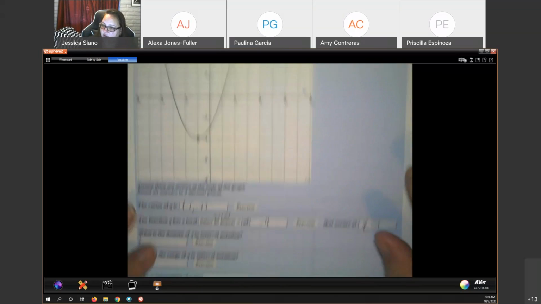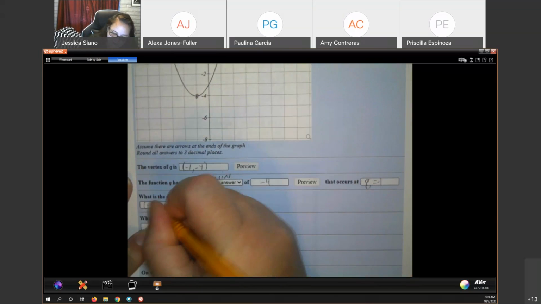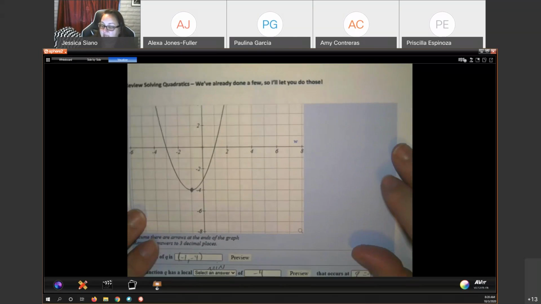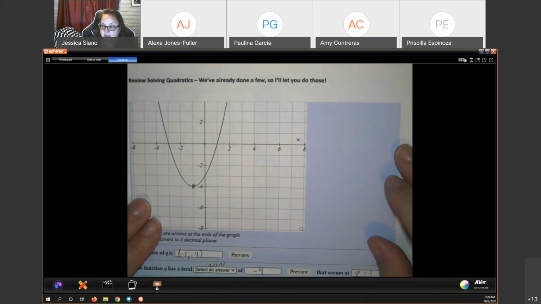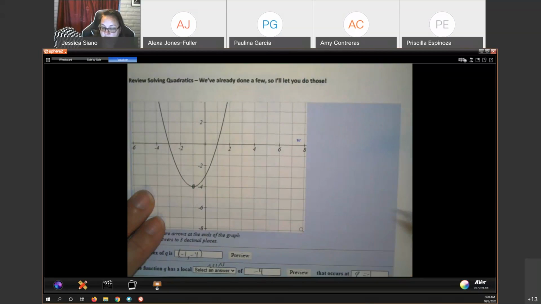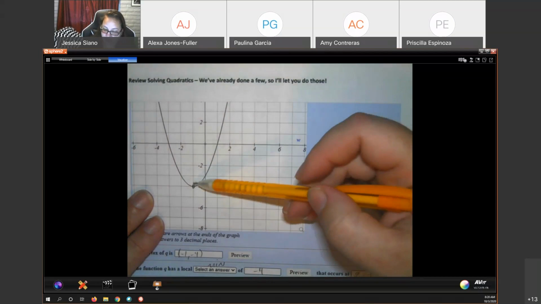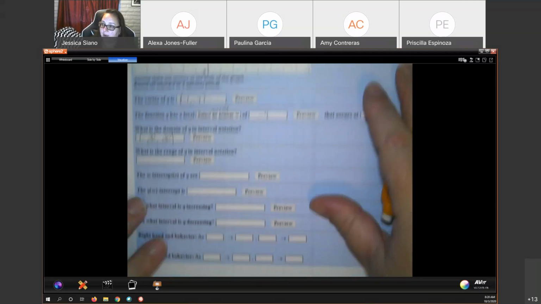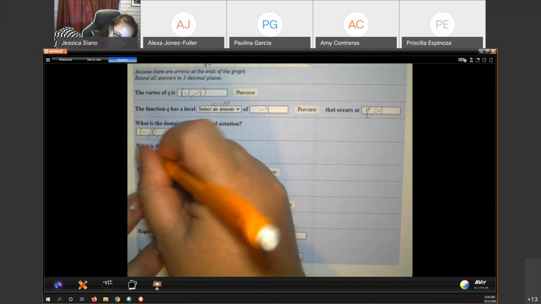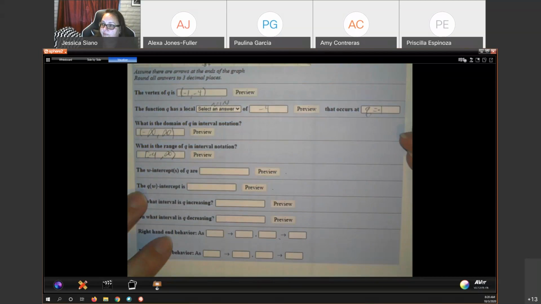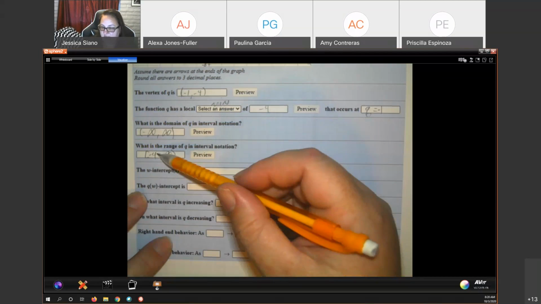Every quadratic has a domain of all real numbers. Domain of a quadratic is always all real numbers. Now, the range of a quadratic depends on a few things. It depends on where the vertex is, and it depends on whether it opens up or down. So here the vertex has a y value of -4, and the quadratic opens up from there. So my range would be -4 to infinity. If it opened down, then it would have been -infinity to -4.